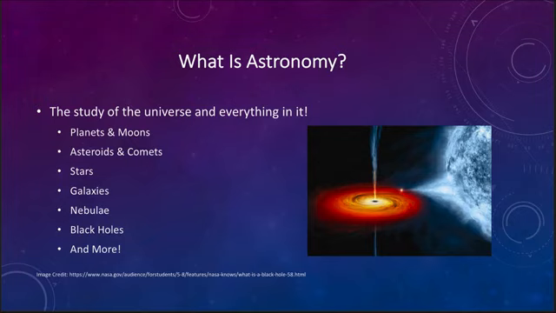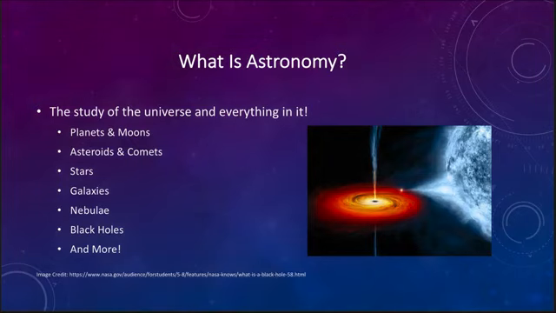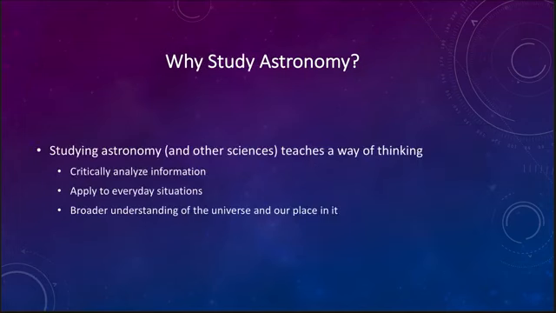So the next question would be, why do we want to study astronomy? Other than learning about all of these interesting objects that we've looked at, why would we want to study this? And studying astronomy or any other science really teaches a way of thinking. And that's an important thing, is that it's a different way of thinking and a way to critically analyze information and then even apply that to everyday situations. So what we'll look at coming up here in the scientific method is a way of thinking about things and how things work, not only in the universe, but even in everyday life.